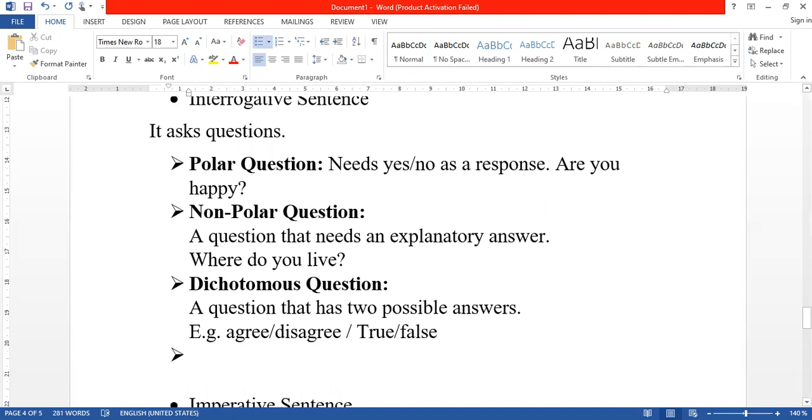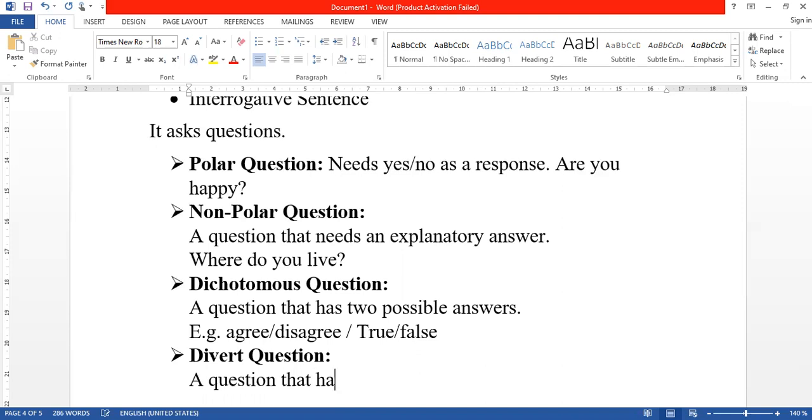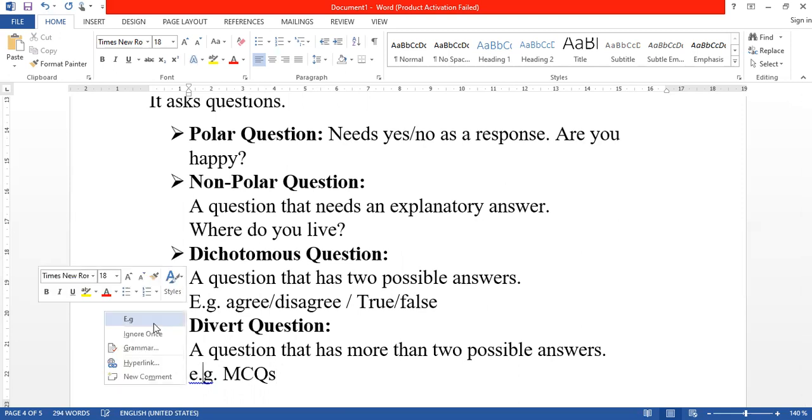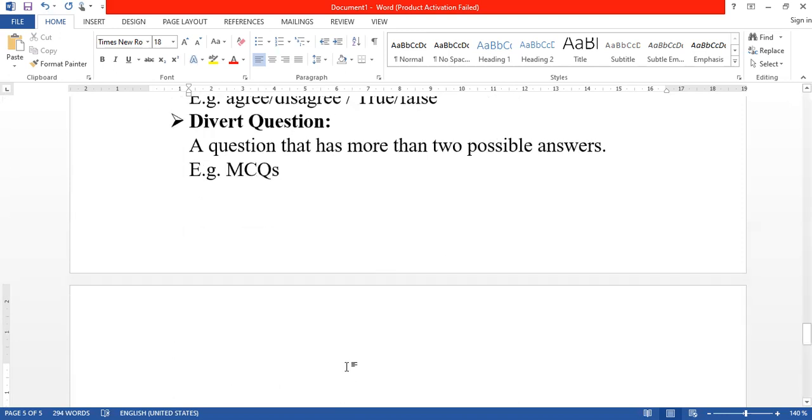Divert question. A divert question is a question that has more than two possible answers, right? For example, the MCQs, where you have four or five options. The divert questions.